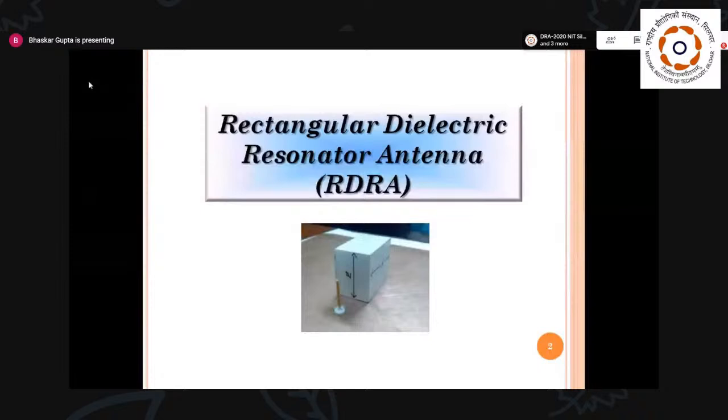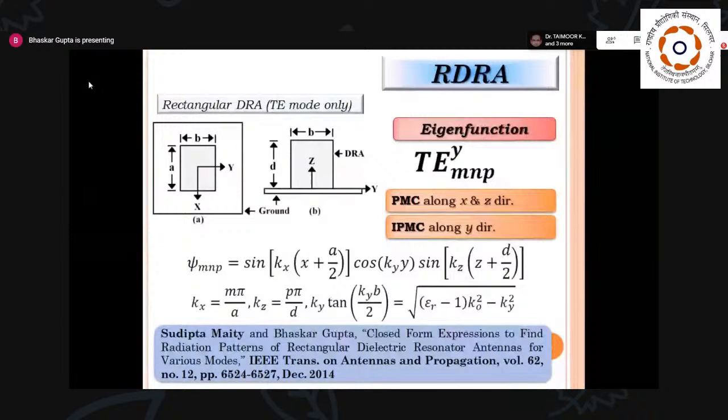The coordinate axes are also shown. The eigenfunctions are along the x, y, and z directions, with modes indexed m, n, and p. These three mode indices correspond to the field variations along the three directions. See, this is different from a patch. In case of a patch, we consider the height to be extremely small, extremely thin. That's not the case here. Here we have a considerable height along the z-axis.